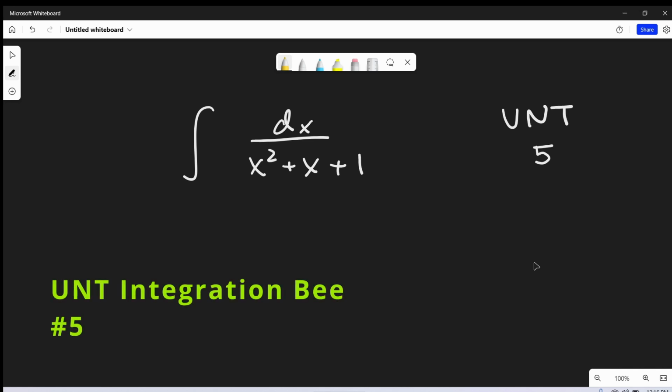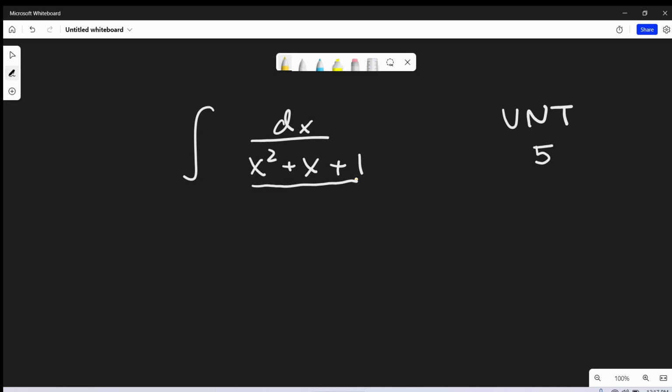Okay, I want to mix it up a little bit and use the digital blackboard today. So I'm doing this and I've been working on the UNT Integration Bee, the sample problems. This is number 5. So we have here the integral of dx over x squared plus x plus 1. I think what I need to do is factor this.